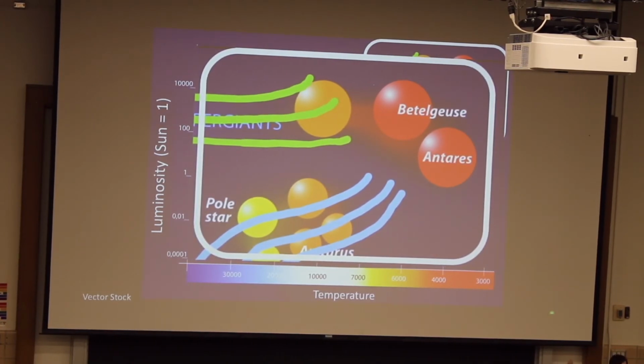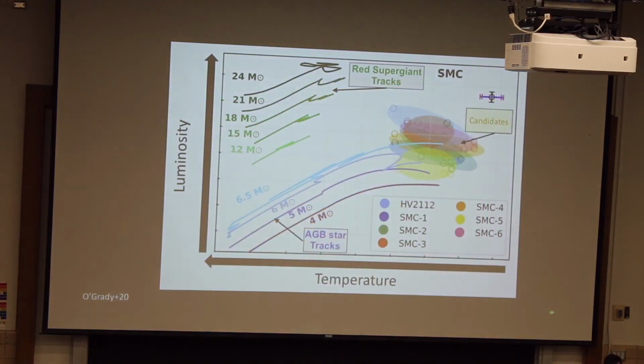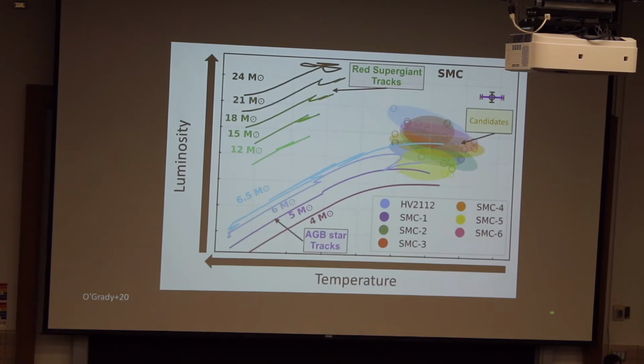But if you pay attention to the green lines and the blue lines, you'll be able to see them again in this picture. So this is the exact same thing. The green lines here are the evolutionary tracks of red supergiants. The blue tracks are those for AGB stars. And this cornucopia of color over here, this is where our candidates lie.